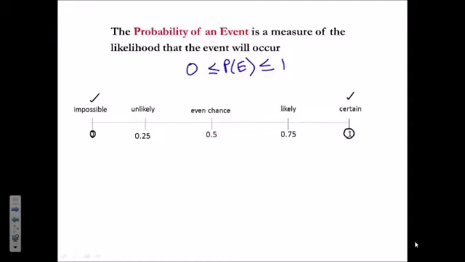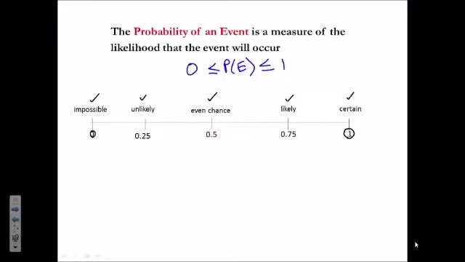In the middle would be like flipping a coin. You have an even chance of head. The probability of head when you flip a coin is 0.5, right in the middle. The probability of 0.25, that would be an unlikely event. And if an event has a probability of 0.75, that would be likely to occur.